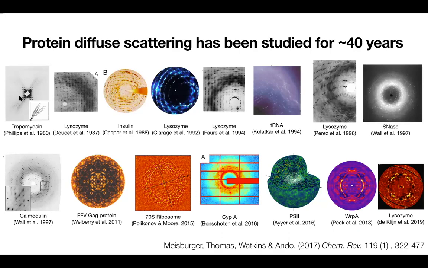And one thing you'll notice is that the quality of the data increases, and that's because we've gotten better detectors over time. In particular, more recently, we're able to collect three-dimensional maps of diffuse scattering by rotating the crystal during data collection, as you would do with Bragg diffraction.